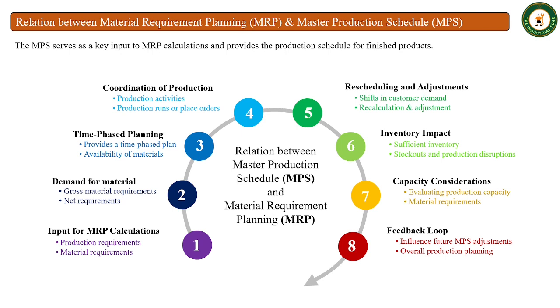So basically, the master production schedule is a pivotal input to material requirement planning. It guides the overall production plan and finished product and sets the stage for MRP calculations, helping ensure that materials and components are available to meet production needs and fulfill customer demands. So this is all about the relation between material requirement planning and master production schedule.